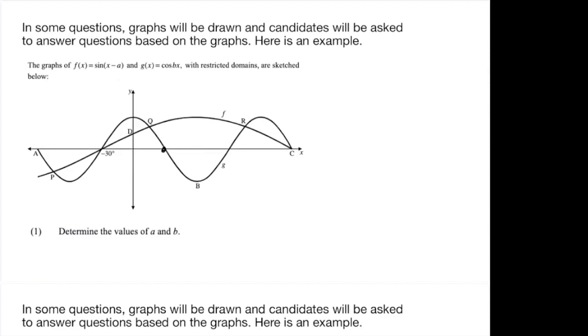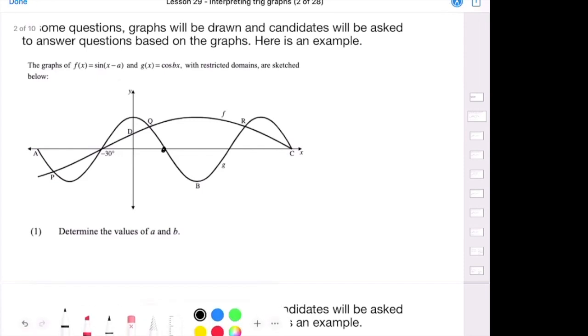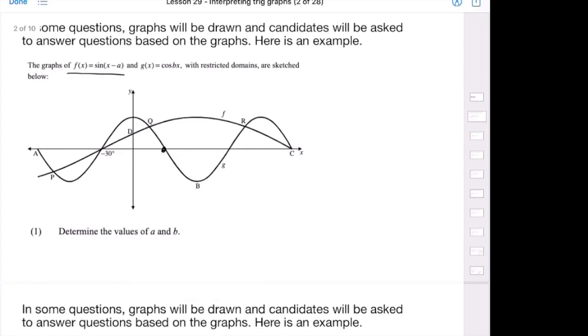I want us to look at questions where graphs are drawn and we are just interpreting the graphs. Like in this example here, f of x and g of x are drawn. And we want to find, first of all, the values of a and b. We will start with a. A, take note, is in the function of f, and that is the sine graph.